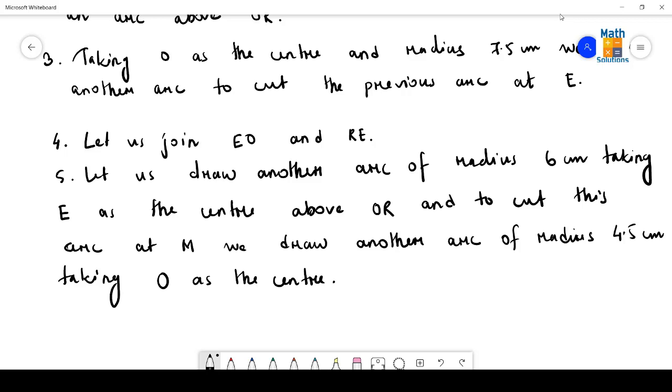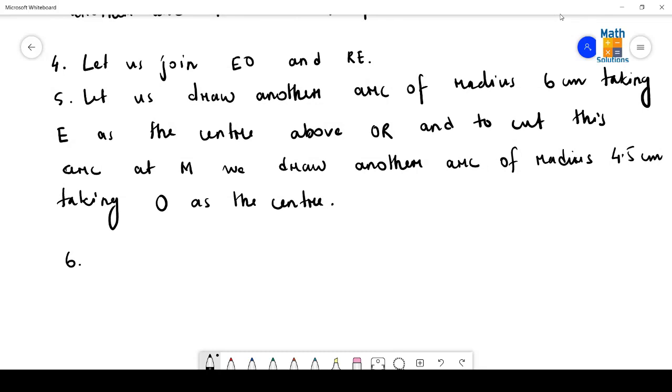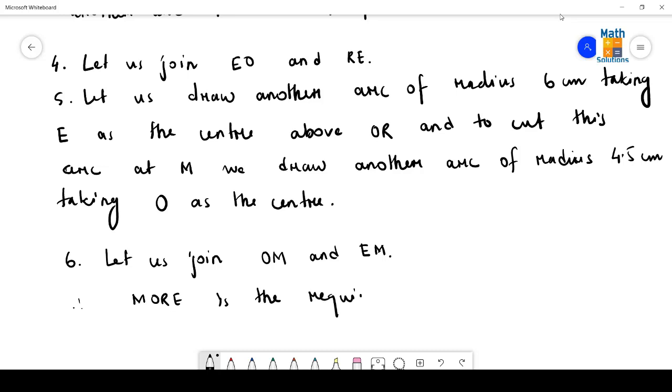Actually here there lies the explanation of the last step that we have performed in the construction part. Then step 6. The step 6 is, let us join OM and EM. Therefore MORE is the required parallelogram.